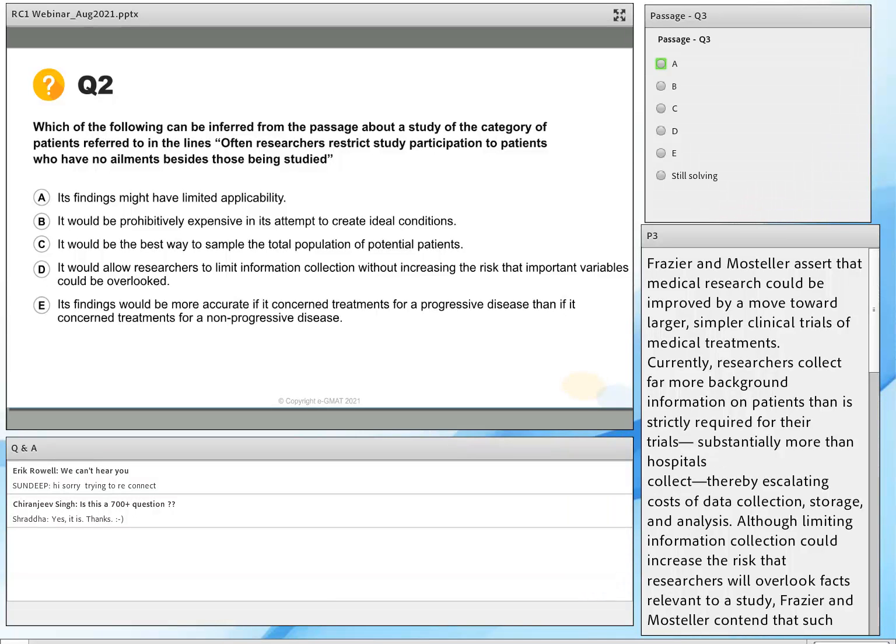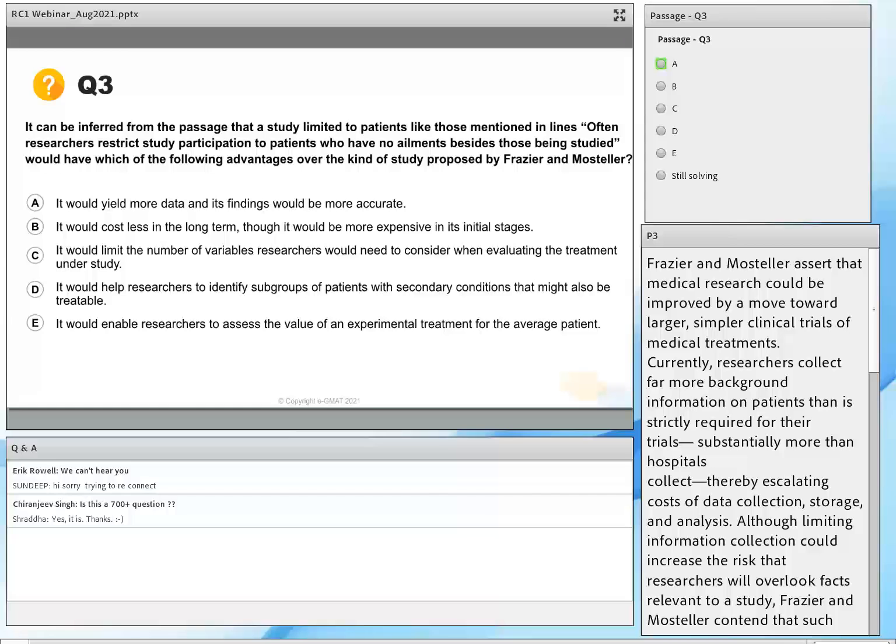On your screen, you see question number 2, but now the poll is for the third question. So I want all of you to click on still solving once again. Still solving, please click on still solving. There we go. Got a good number of votes there. Let's move on to question number 3. It can be inferred from the passage. So another inference question.